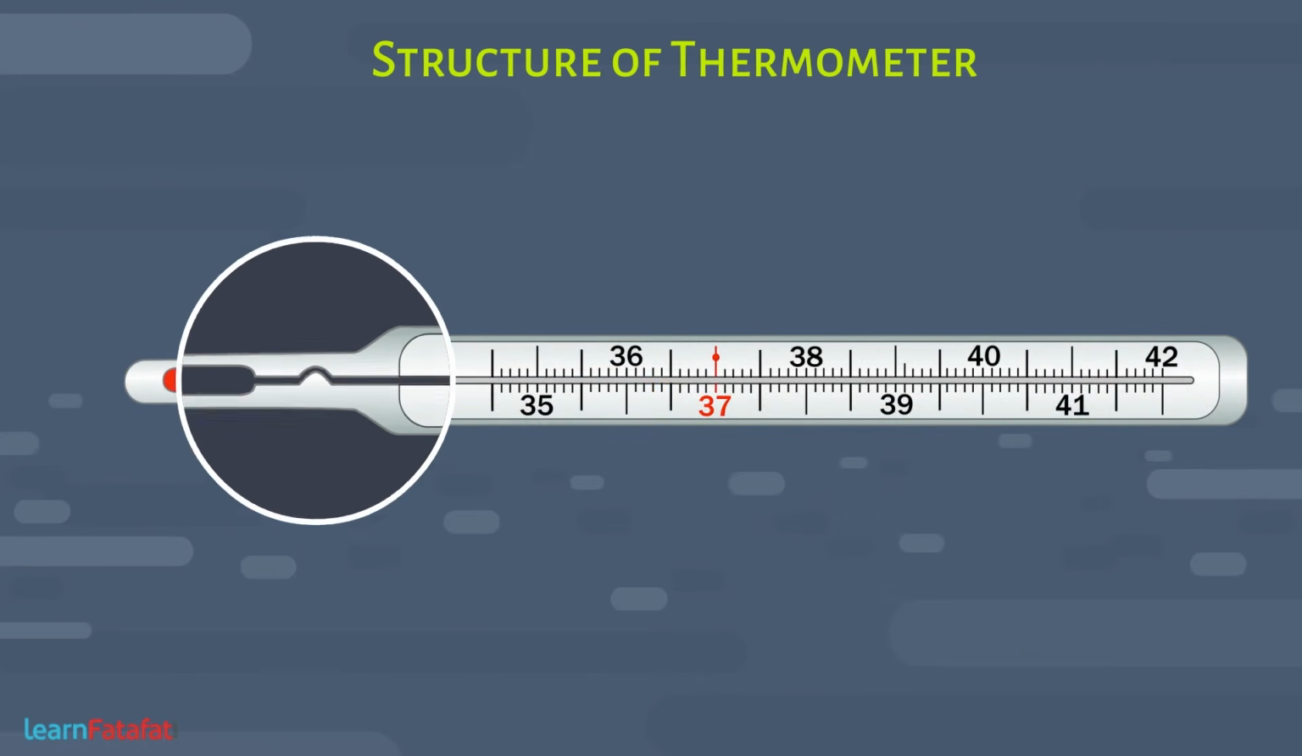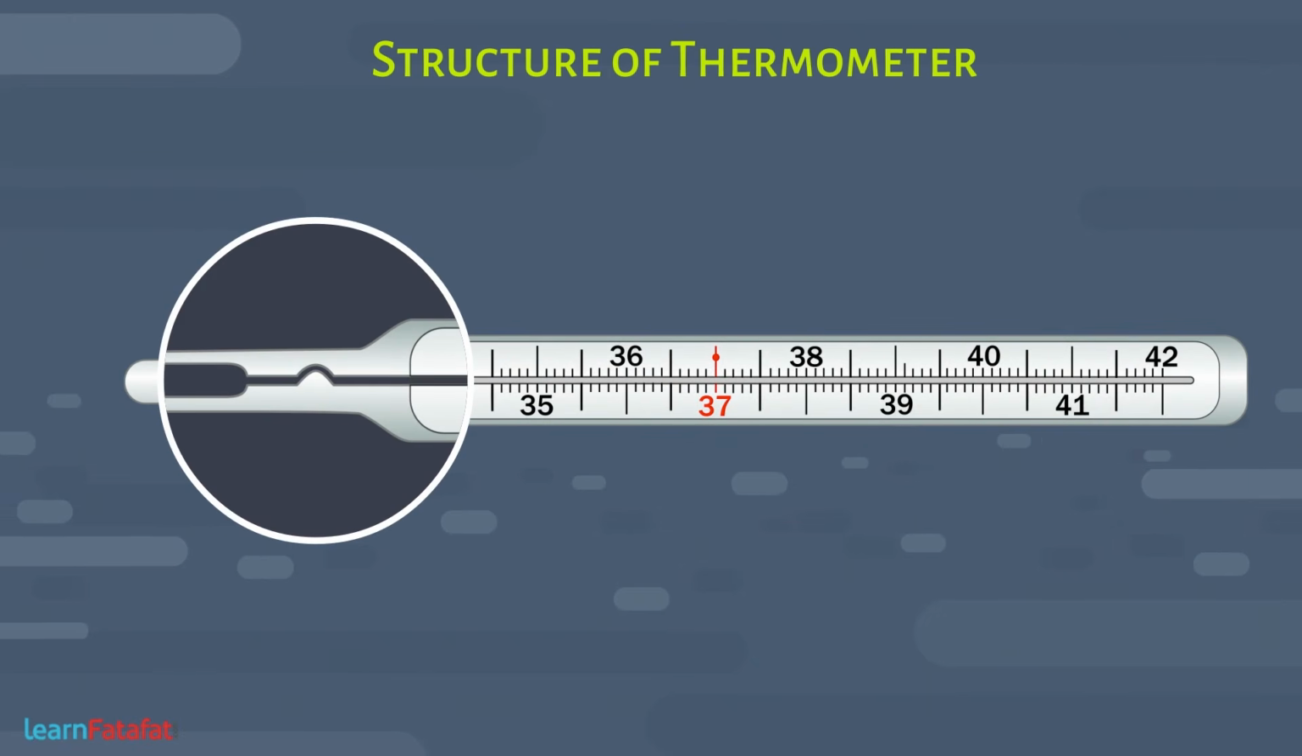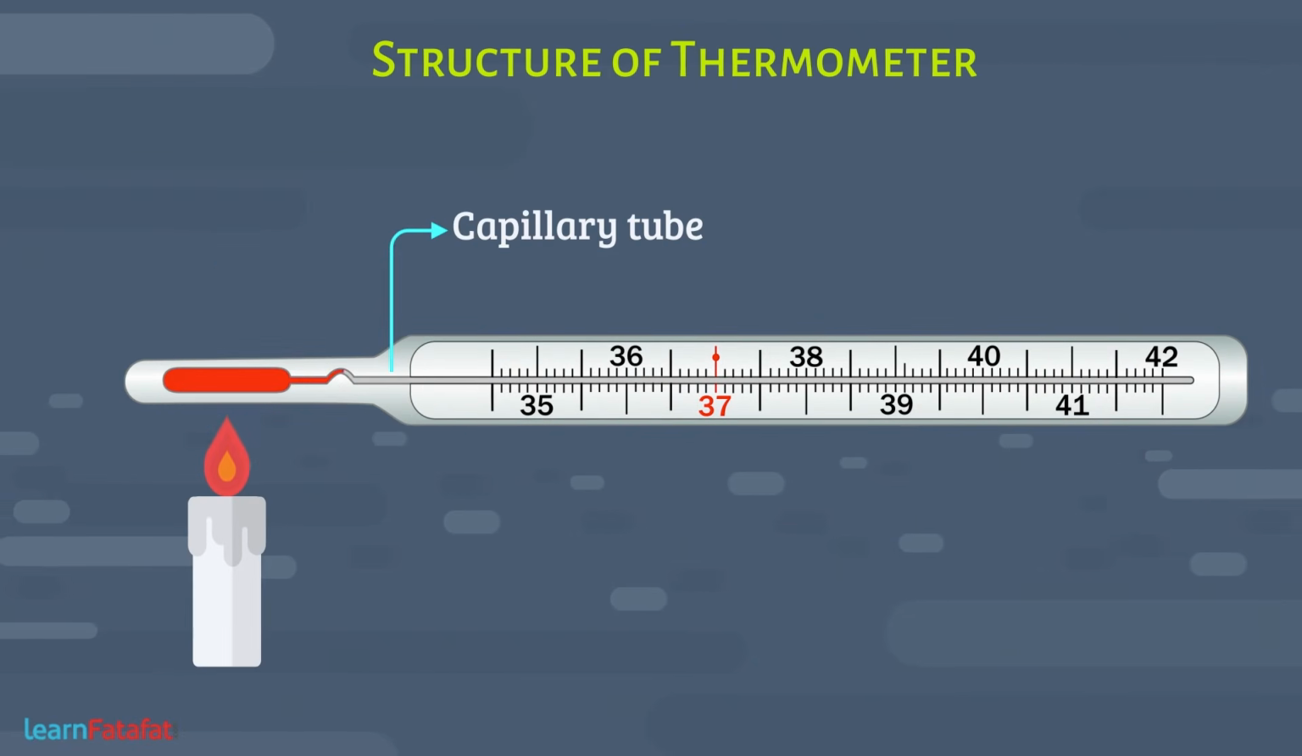There is a very fine tube which originates from the bulb. It is called capillary tube. With rise in temperature, mercury expands in this tube.